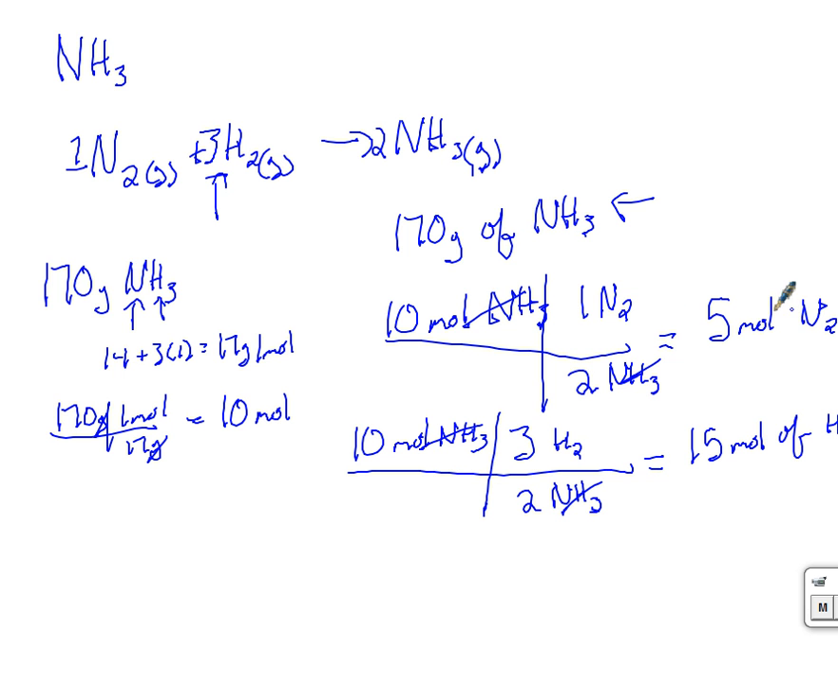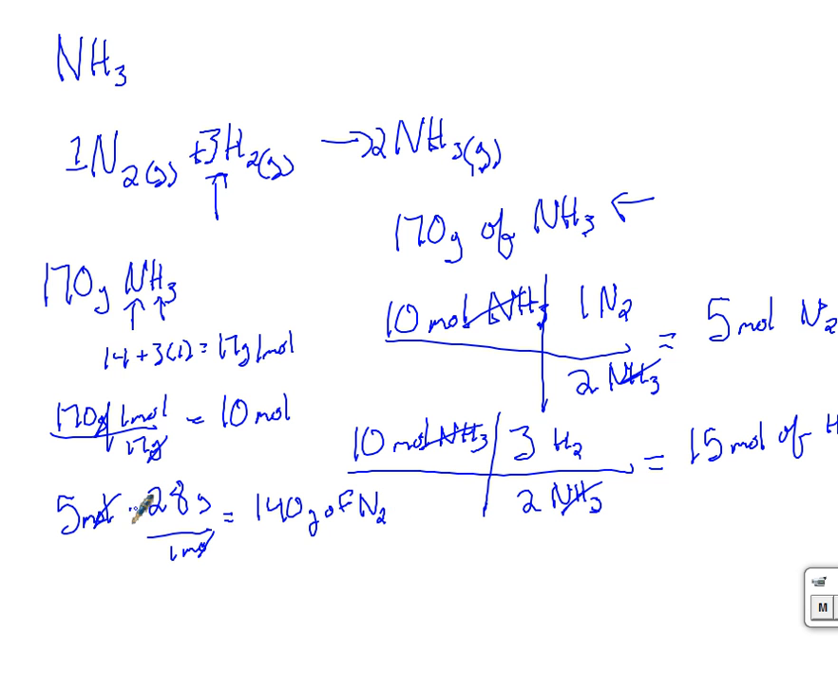So once I have the moles, I can go backwards and find the number of grams. Let's find out how many grams of each we need. 5 moles of nitrogen. I know that nitrogen is N2, so I have times 28 grams per 1 mole. Our moles will cancel, and it tells me I need to start with 140 grams of nitrogen.